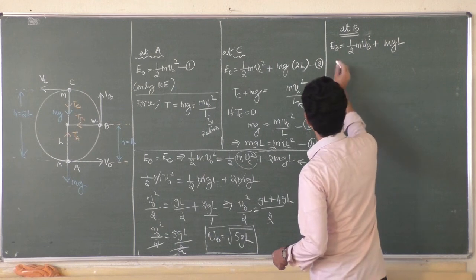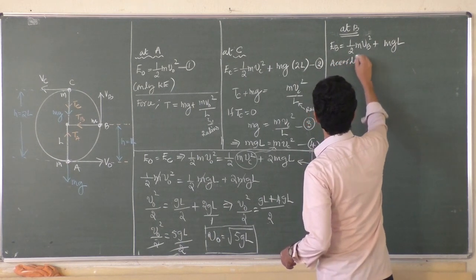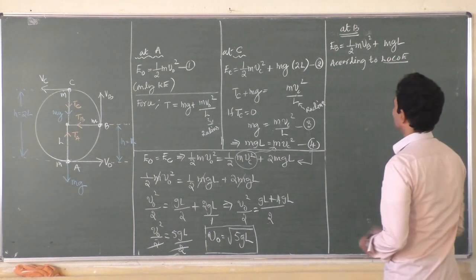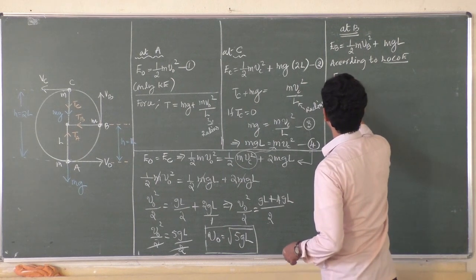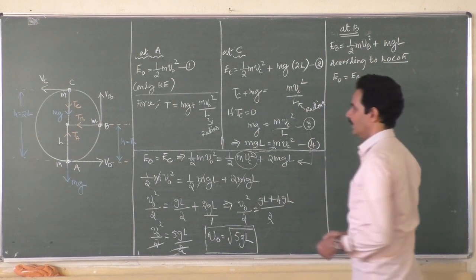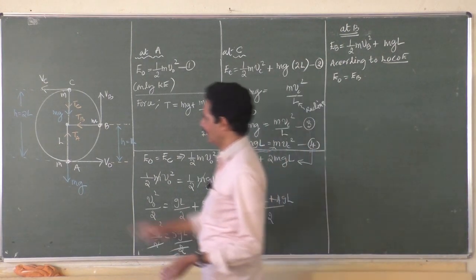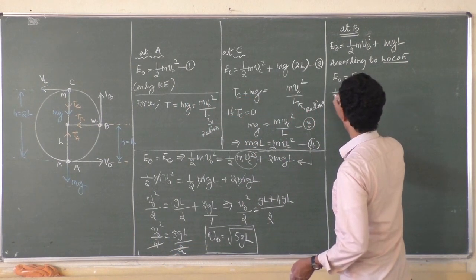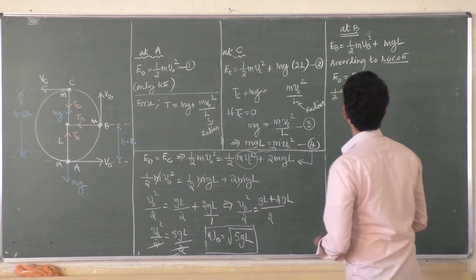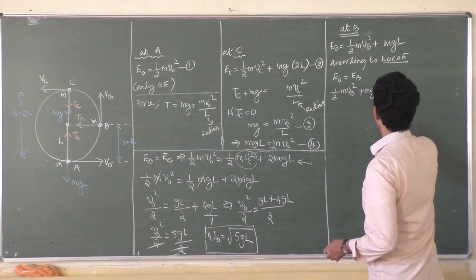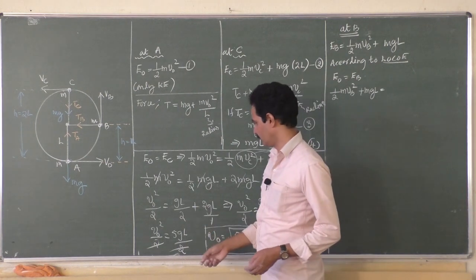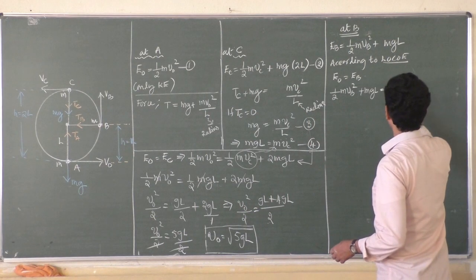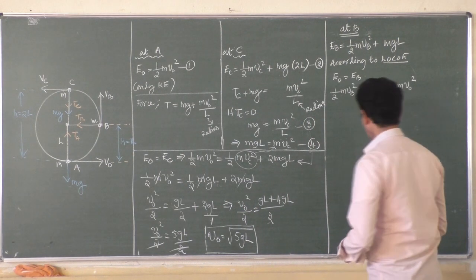Now according to the law of conservation of energy, energy at O and energy at B must be equal, because total mechanical energy, whether it is here or here or here, everywhere it should be same. That means half mVb square plus mgL must be equal to the total energy at the bottommost position, that is E naught, which is half mV naught square.